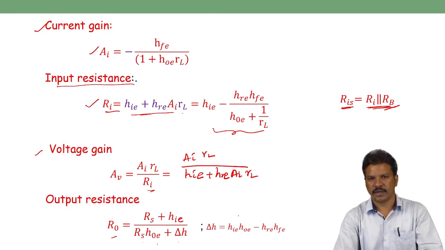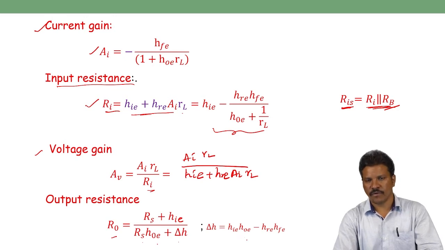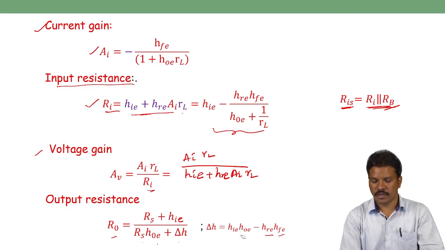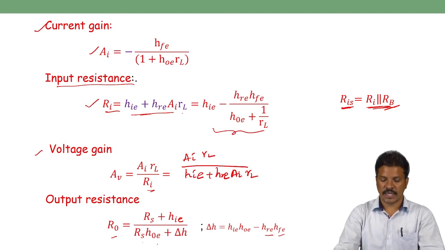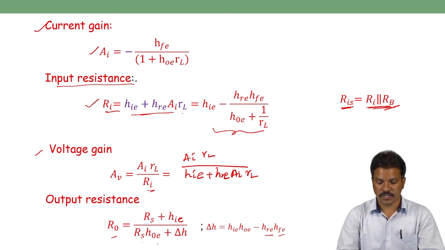Delta H is nothing but the determinant of the H parameter values, HI HO minus HR HF. In common emitter, HIE, HOE, HRE, HFE. So once we find out the determinant, then substitute in the R0. R0 is equal to Rs plus HIE divided by Rs HOE plus delta H.